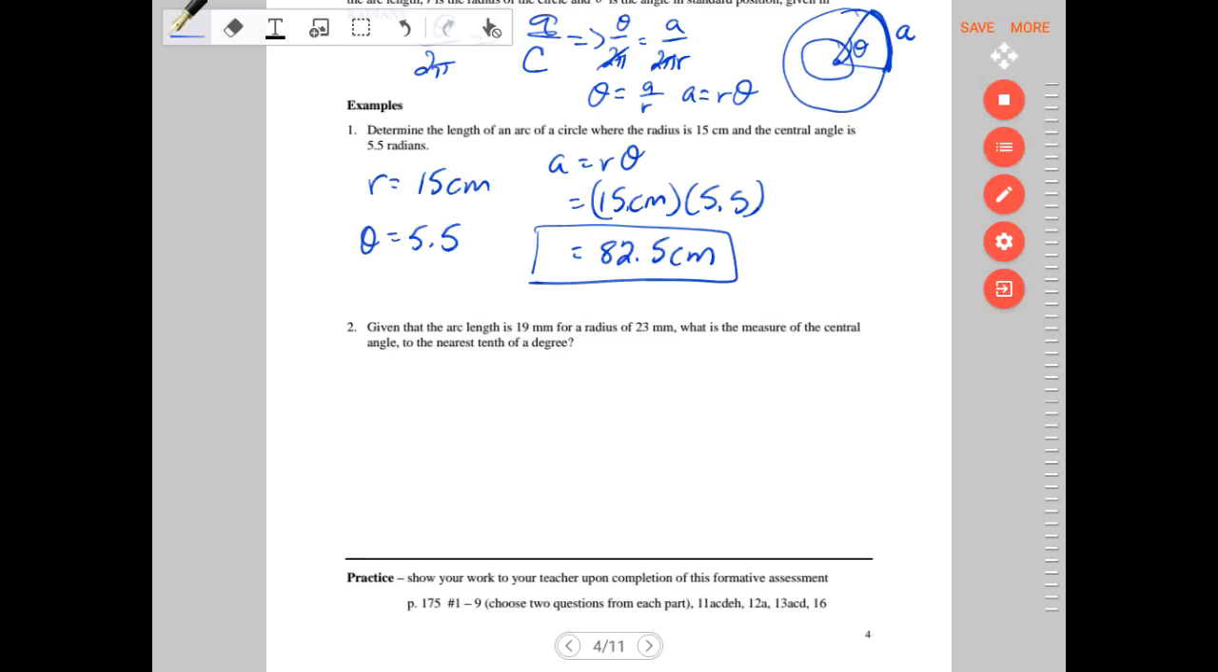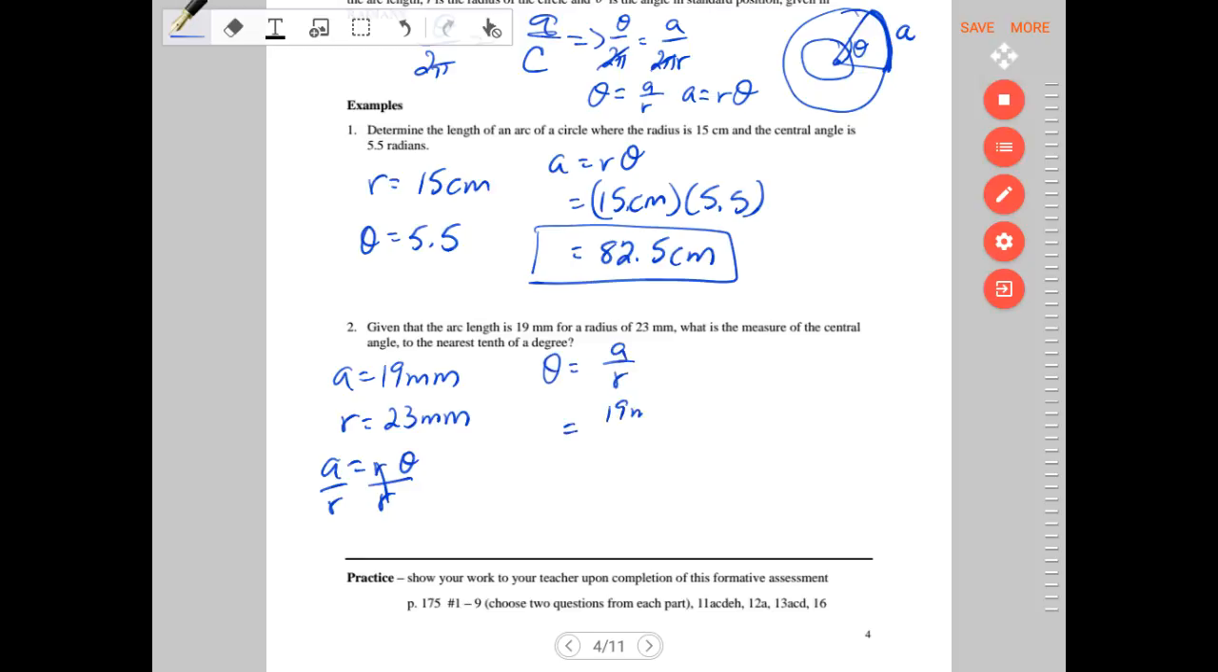All right, next example. Given that the arc length is 19 millimeters for a radius of 23 millimeters, what is the measure of the central angle to the nearest tenth of a degree? So this one wants us to find it in degrees. So first we have to find the angle in radians and then convert into degrees like we were doing on the last page. So we have arc length is equal to 19 millimeters, and we know the radius is equal to 23 millimeters. So the first thing we're going to do is use our formula A equals r theta, but we're going to rearrange it to find theta. To get theta by itself, we're going to divide both sides by r. So theta equals A over r.